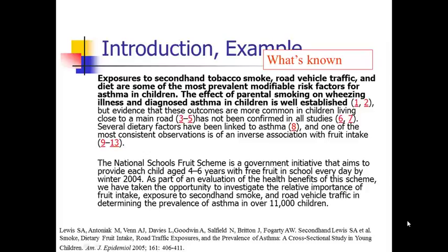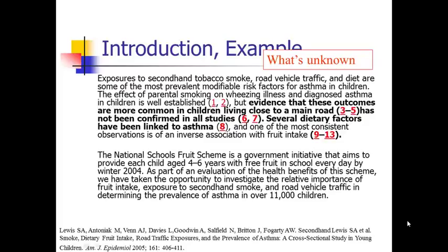However, now we're going to get to what's unknown. The evidence for whether or not road vehicle traffic, and whether or not diet, and what elements of diet, the evidence there is a little bit less clear. So some studies have found that road vehicle traffic is a risk factor for asthma. Others have not found that. So there's some controversy. There's some unknown here. Also with diet, some dietary factors have been linked, but it's kind of unclear exactly which ones.